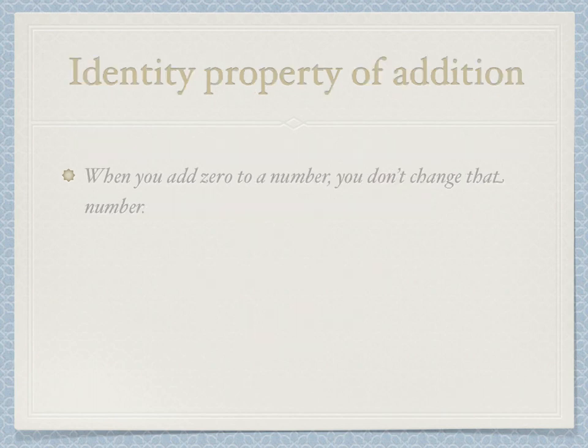The identity property of addition. Identity means it stays the same. It keeps its own identity. This property says when you add 0 to a number, you don't change that number's value. You know this intuitively. 5 plus 0 equals 5. In general terms, we'll say that any number, a, plus 0, is still equal to that same number you started with, a. Adding 0 doesn't change a number.